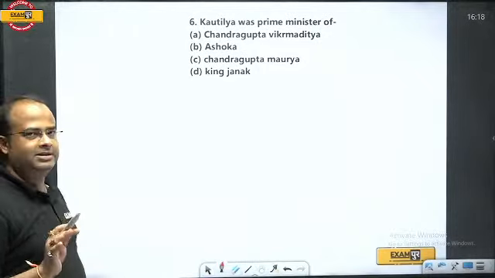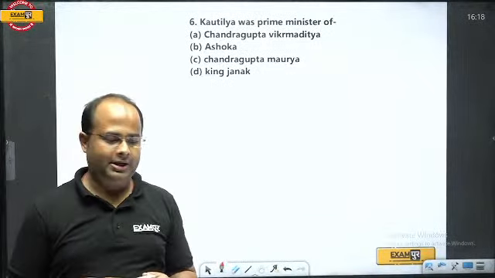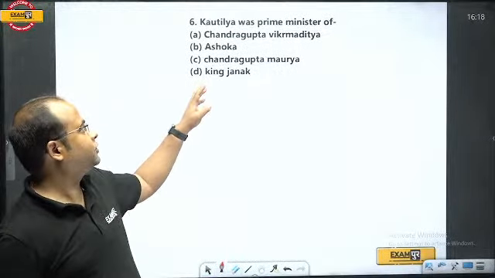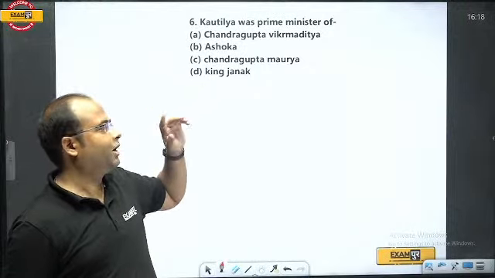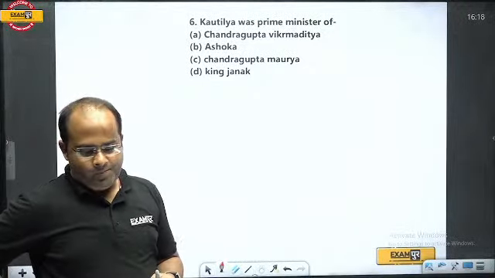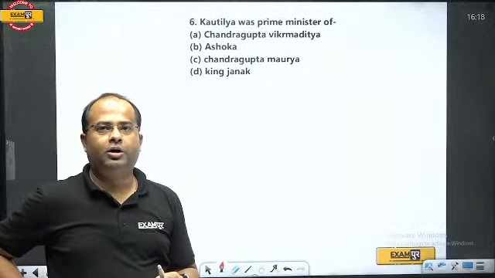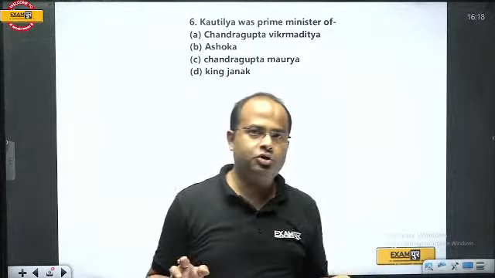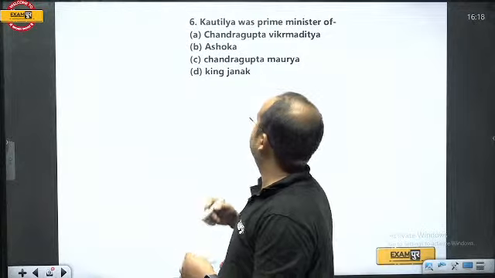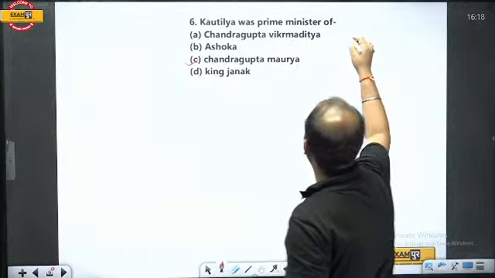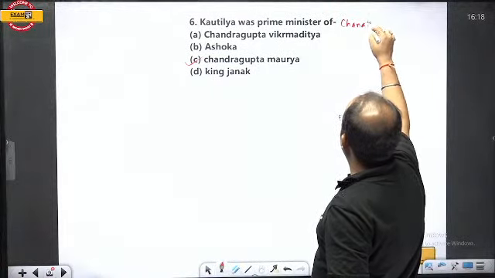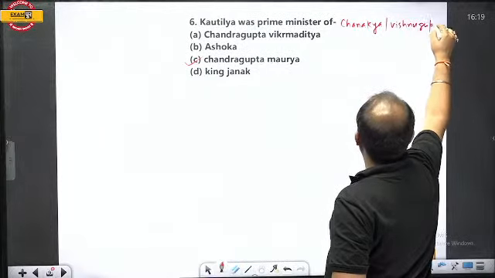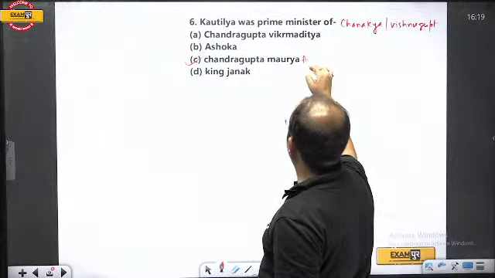Now, Kautilya, that is an easy question. I guess everyone will give me the correct answer. Kautilya was the prime minister of whom? Kautilya served as the prime minister of Chandragupta Vikramaditya, Ashoka, Chandragupta Maurya or King Janak. That is a very easy question. Kautilya, Vishnugupta, Chanakya, they are all the same person.